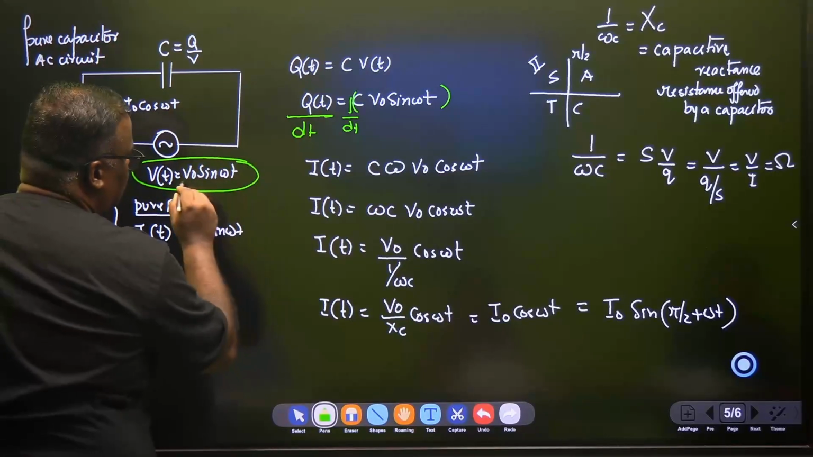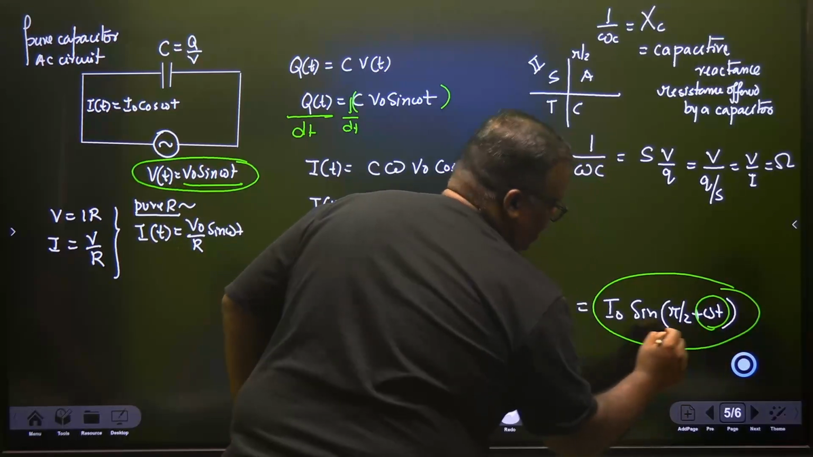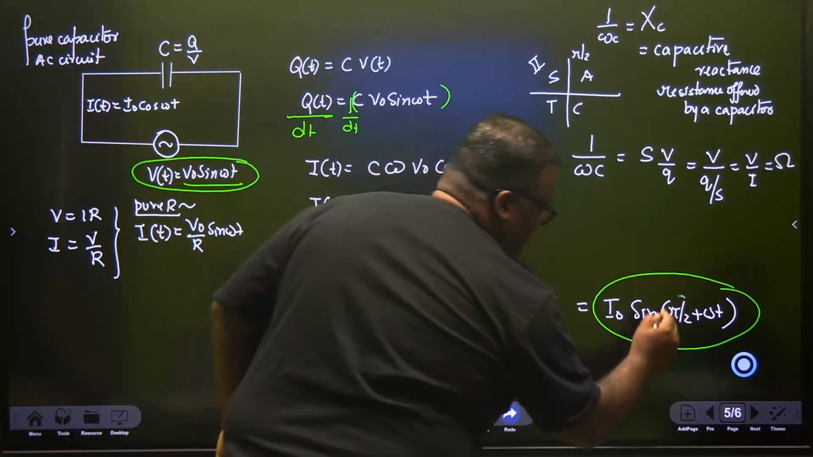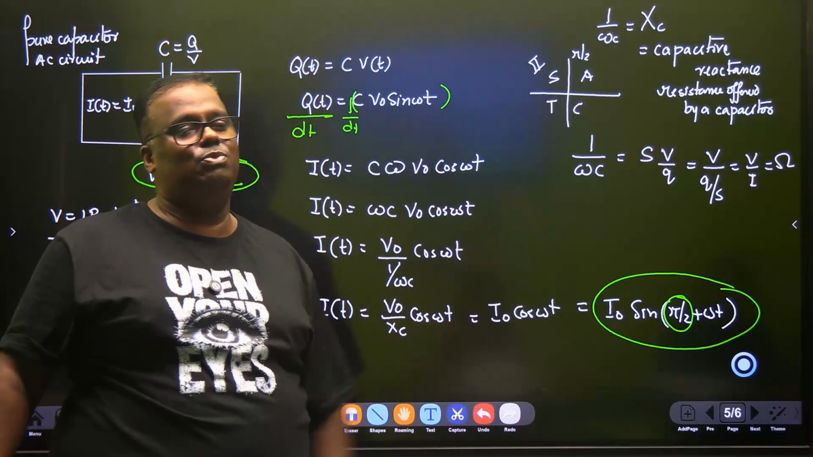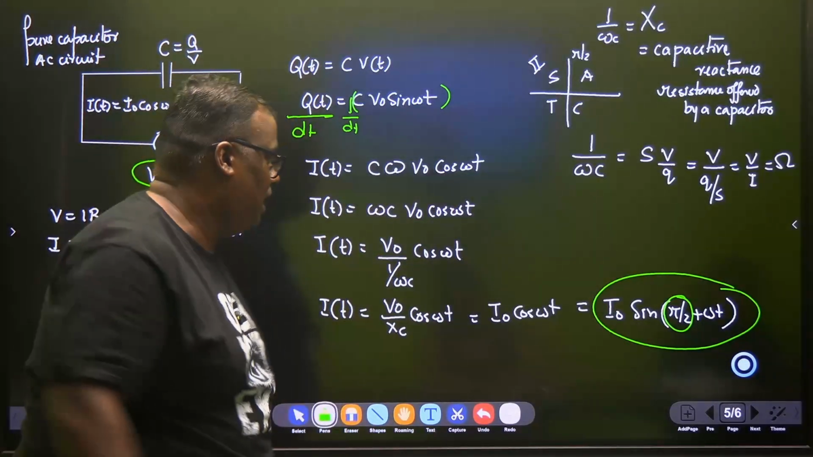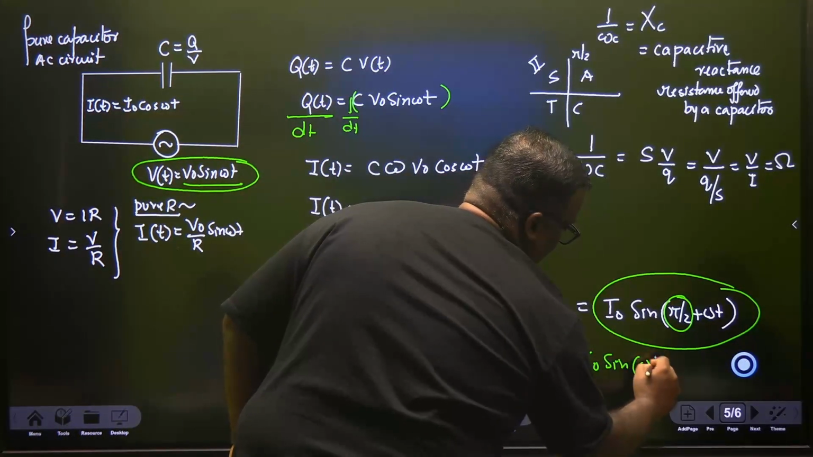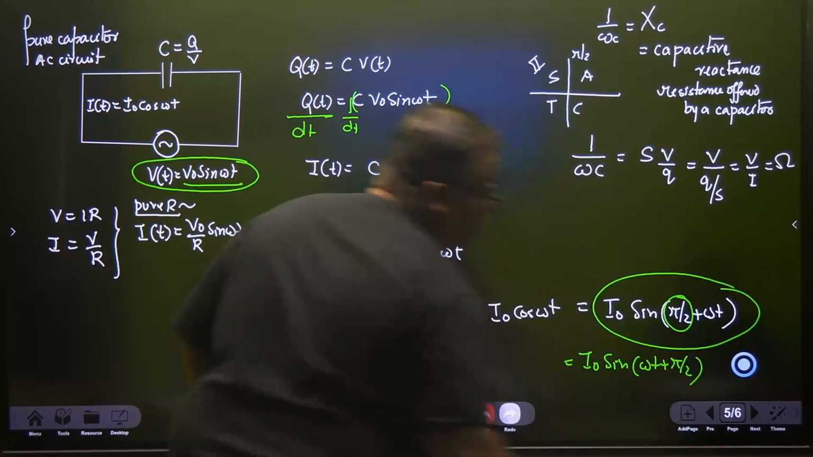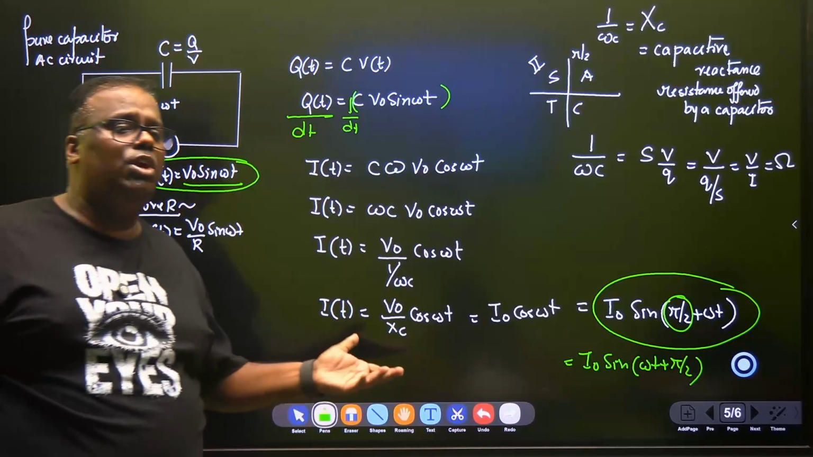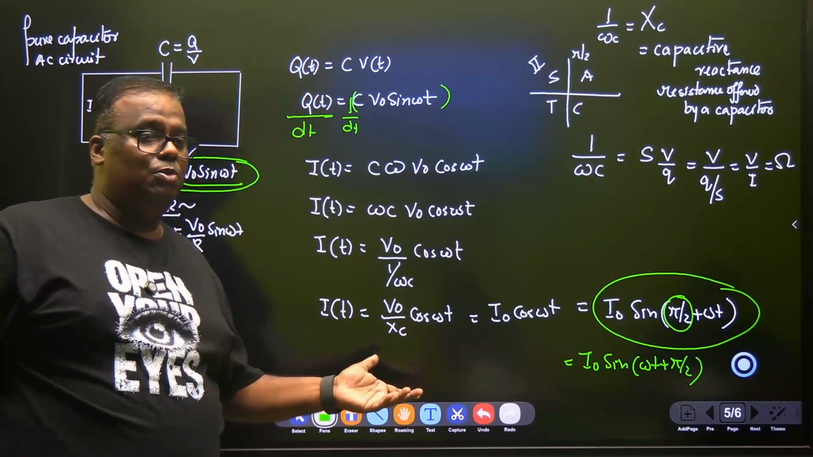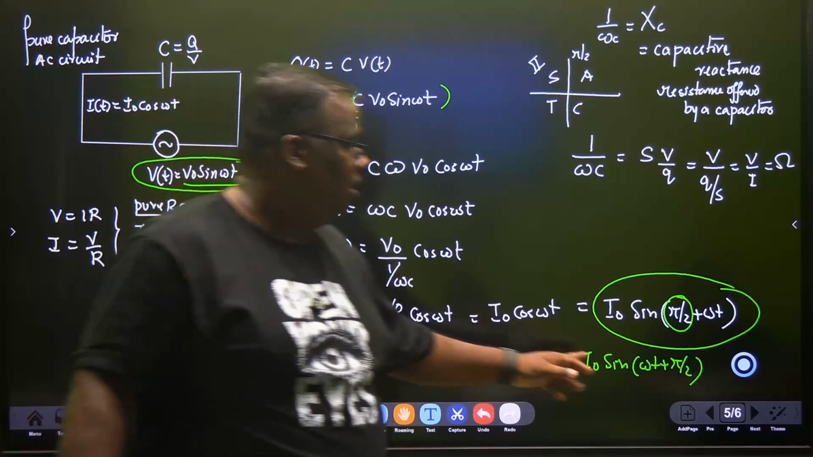The idea of writing this for you is that if the input voltage is V0 sin omega t, the current running in the circuit will be I0 sin of omega t plus pi by 2. Which means here current is leading the voltage by 90 degrees. Now, this is a pure capacitive circuit. Sir, can we obtain a pure capacitive circuit? No, no way you can obtain. No circuit is pure capacitive. But if it was, then the current goes 90 degrees ahead.